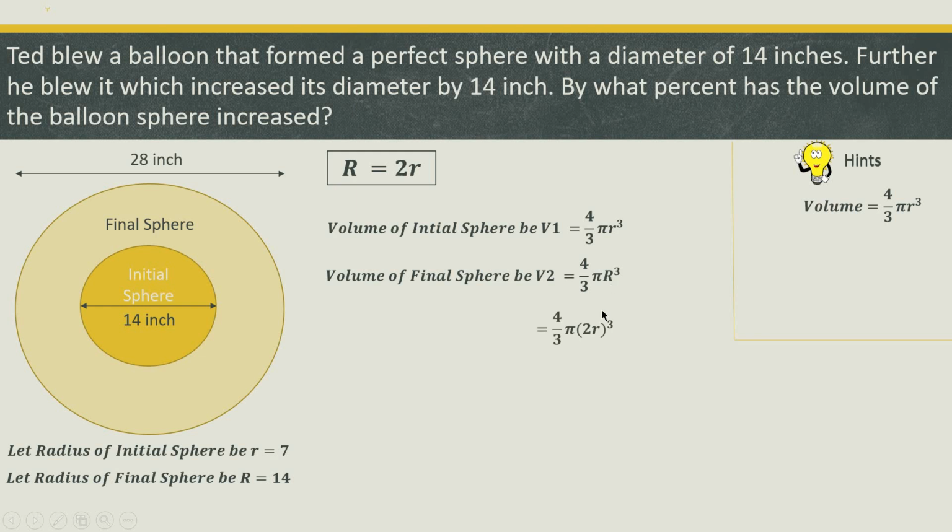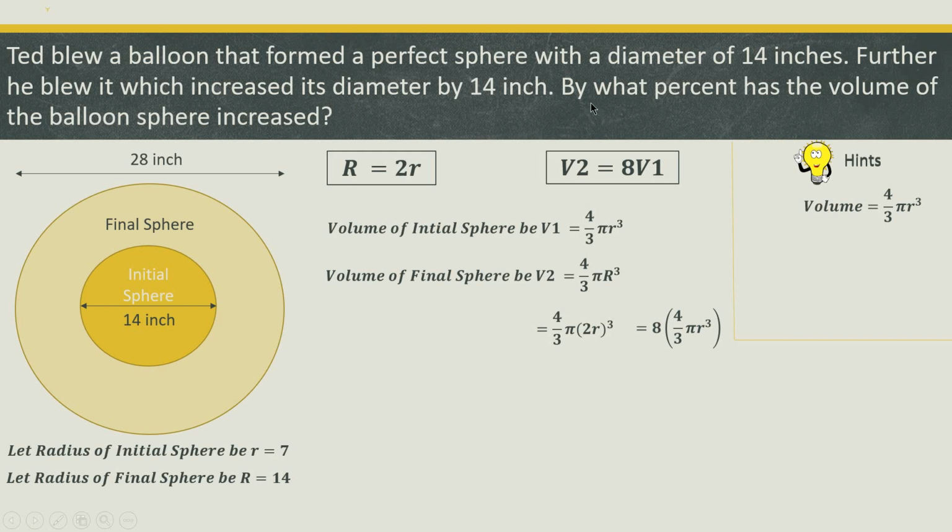So replacing capital R with 2 times the smaller radius, we can take the 2 cubed out, giving us 8 times 4/3 pi r cubed. And as you see here, this is nothing but the volume of the initial sphere, which is v1. So we got another relationship between volume 2 and volume 1, which is v2 is 8 times v1.